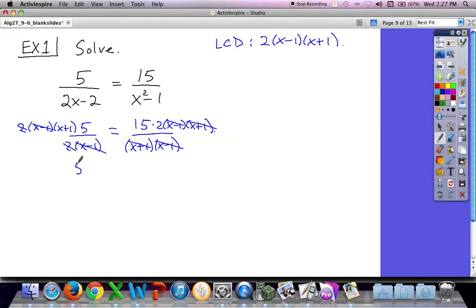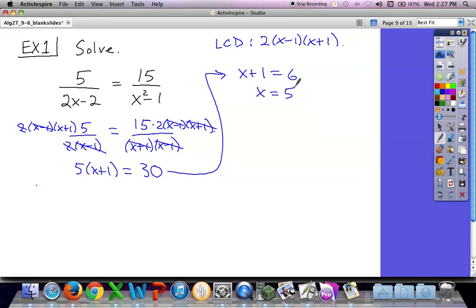5 times x plus 1 equals 30. 15 times 2. Solve for x. Right. I'm just going to divide both sides by 5. X plus 1 equals 6. So x equals 5. Now, if you chose to distribute the 5, that's fine. You'll get the same answer. But since this is a factor, you could have just divided both sides by 5 to get what I did up there.